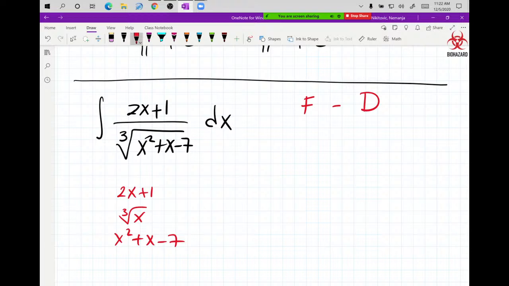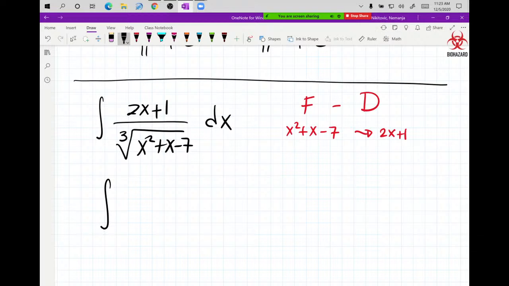X squared plus x minus 7. Is a what? Function or the derivative? That's the derivative. Or no, that's the function, and the derivative is 2x plus 1. Excellent. Yes. So you actually cracked the problem. And as soon as you realize that, you're technically done, because x squared plus x minus 7, whose derivative is 2x plus 1, solves the problem.